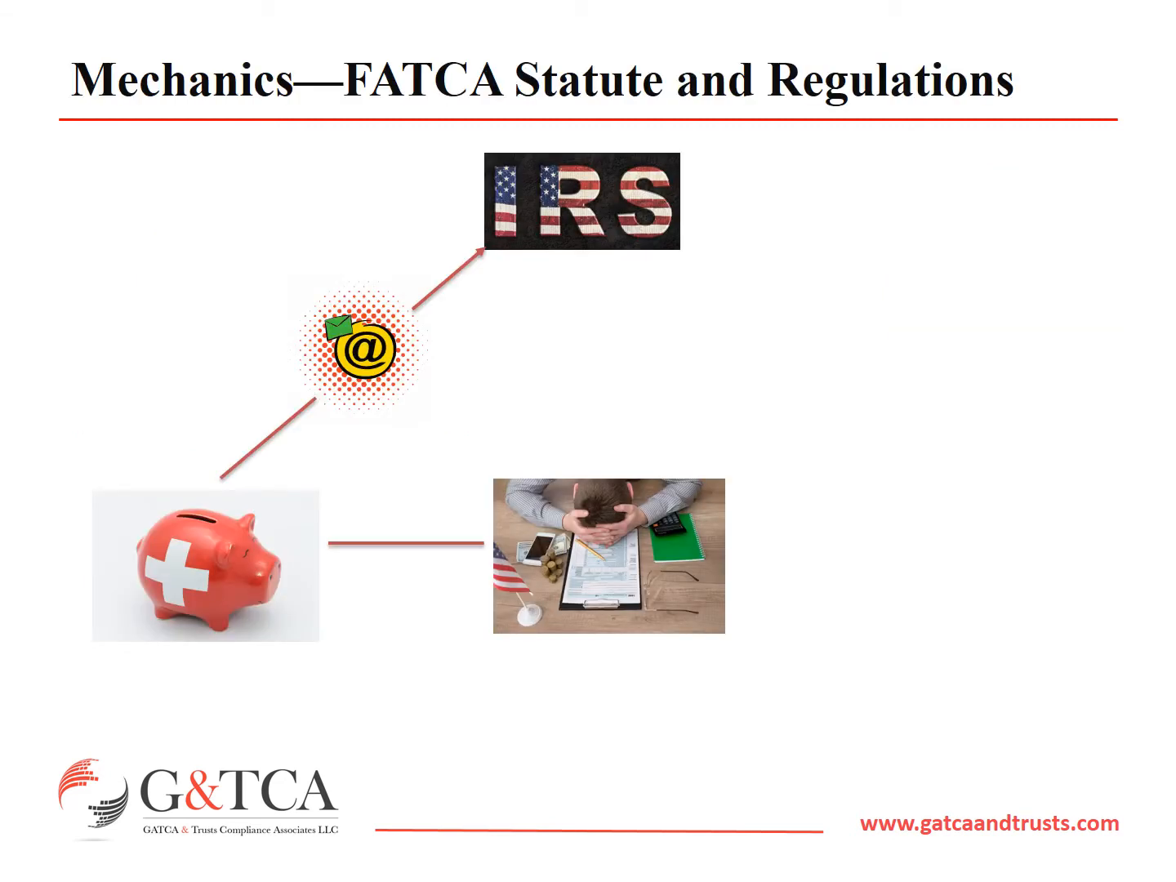So how does FATCA work as a procedural matter? For the moment, we're going to focus on the FATCA statute and the regulations that were adopted under the statute. In a few moments, we'll talk about the Inter-Governmental Agreements, or IGAs. But before the IGAs came out, all FATCA was about was the statute and regulations. Under those documents, foreign financial institutions, FFIs, and here we've depicted a Swiss bank, would report their US taxpayer account holders and information about the accounts directly to the US Internal Revenue Service.